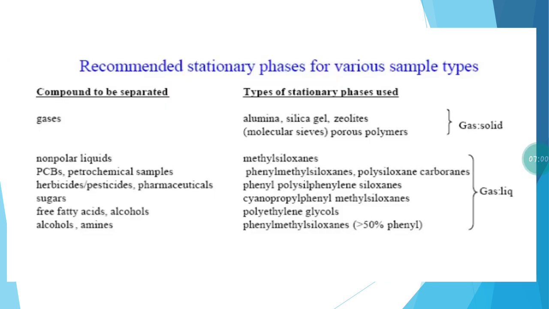Now, there is one example you can see: compound to be separated, and type of stationary phase used. If we have to separate gases, the stationary phase will be alumina, silica gel, zeolites, or porous polymer. That is used in GSC, gas solid chromatography. And for non-polar liquids or petrochemical samples, fatty acids and other things, the stationary phases used are methyl siloxane and phenyl methyl siloxane. This is what we spoke about in the last slide, and this is used in gas liquid chromatography.